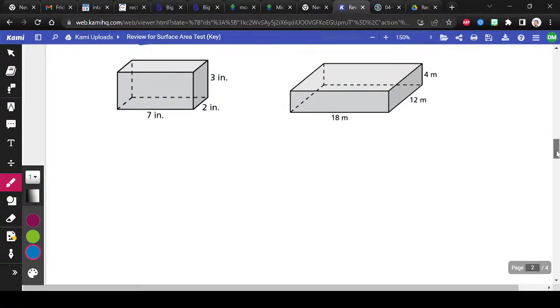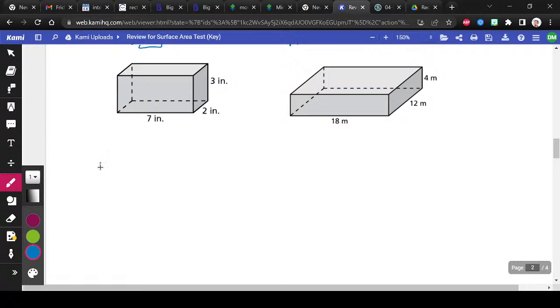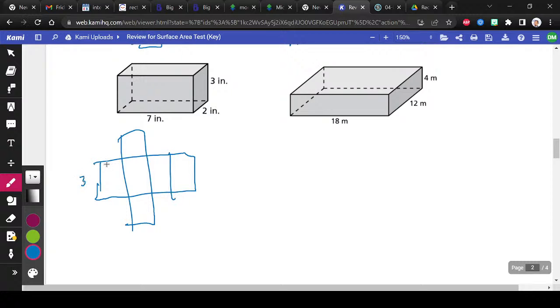Last two of the rectangular prisms. We've got 3 right here, 7, 2, 7, 2, and then if this is 2, this is 7. So we're looking at 2 times 3 times 7, and then 2 times 3 times 2, and then 2 times 2 times 7. 2 times 3 times 7 is 42.